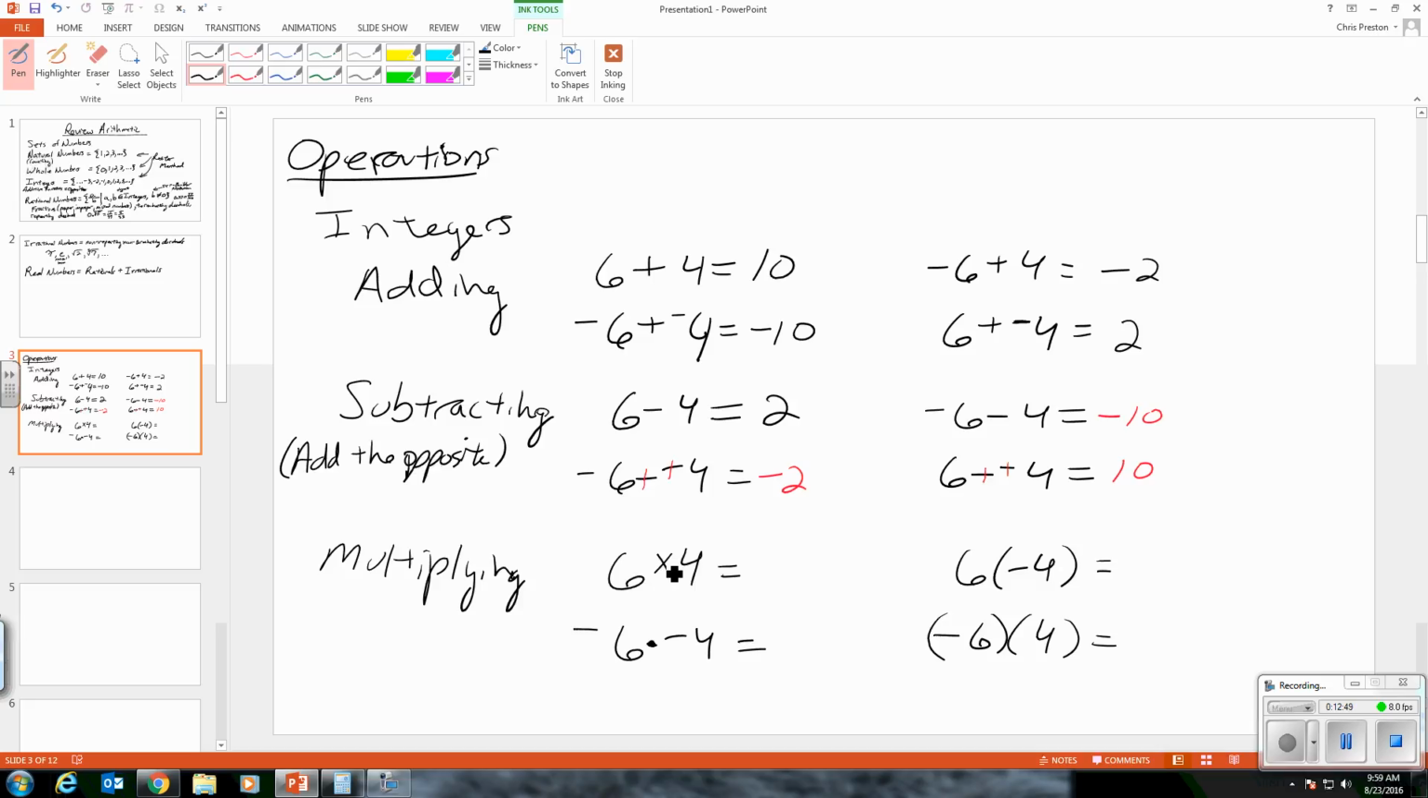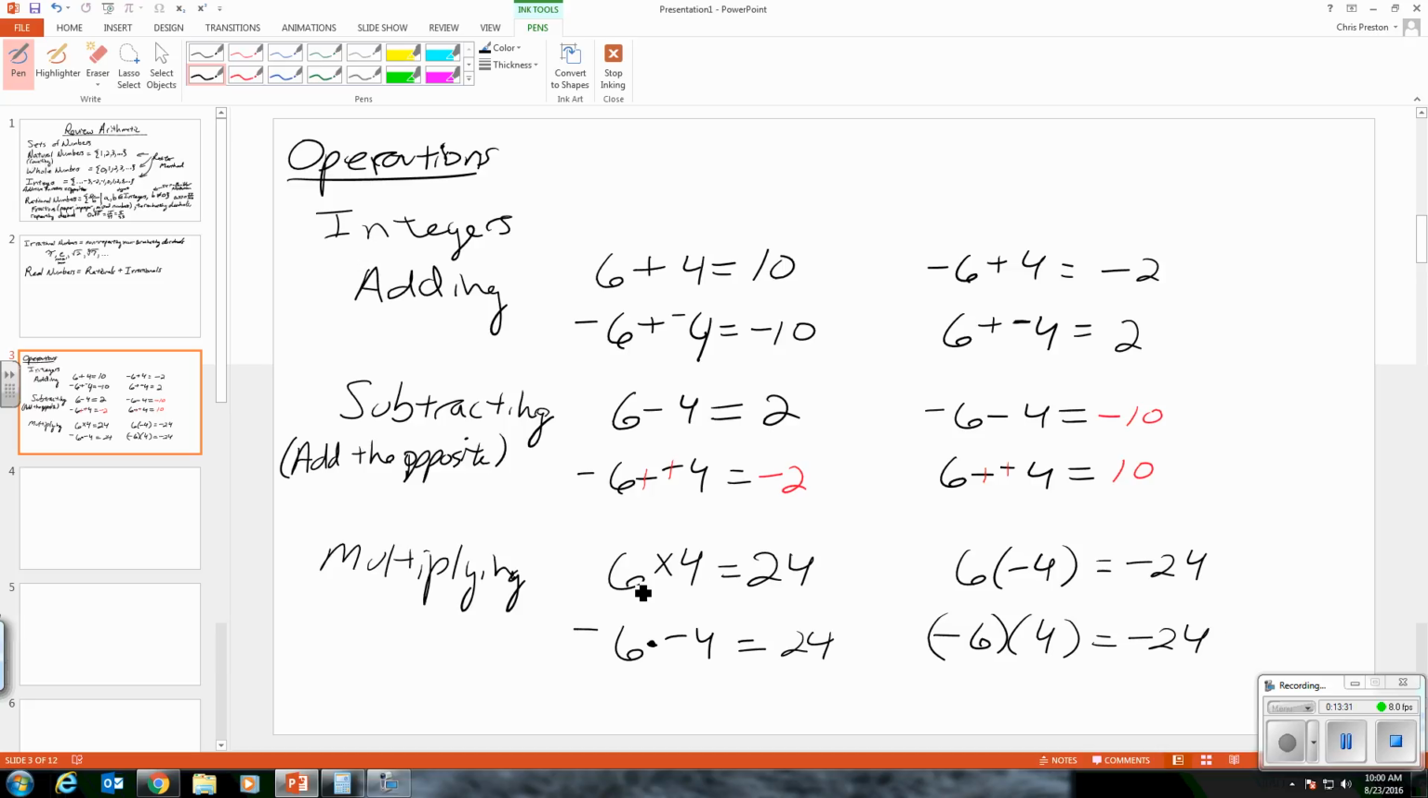This little x here, 6 times 4, we're not going to use very much because we're going to start working with variables, and we don't want to confuse it with the variable x. So this symbol is going to fall by the wayside for the most part. We'll use the little dot more often. Negative 6 times negative 4 is positive 24. And you also see when things are in parentheses and something's touching it, that means multiplication as well. So 6 times negative 4 is negative 24. In the first one, the 6 is not in parentheses and negative 4 is, or it could be both of them are in parentheses. As long as they're touching, that's the important part. Negative 6 times positive 4 is negative 24.